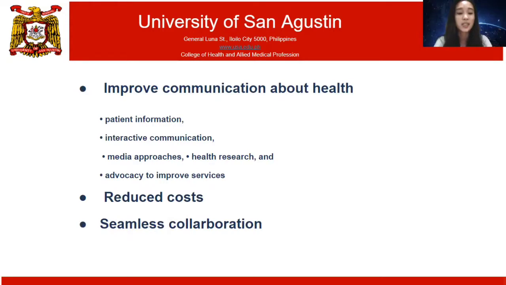Next is seamless collaboration. When the network is working as it should, your staff always have access to the information they need to provide the best possible care for patients. Teams can only operate as teams when they can effectively communicate, and information technology makes that possible. So that's for the roles of ICT in nursing.